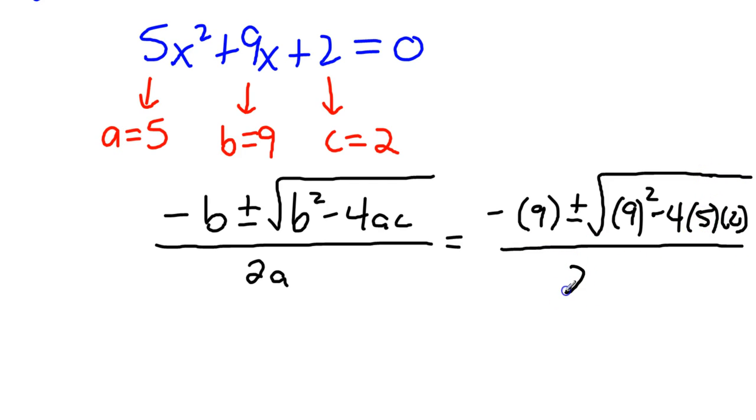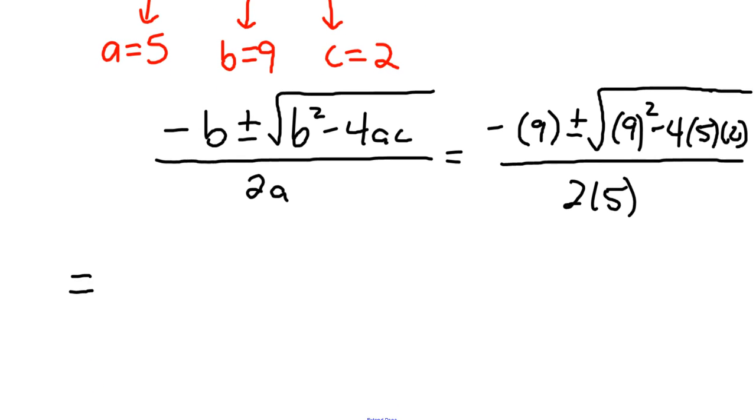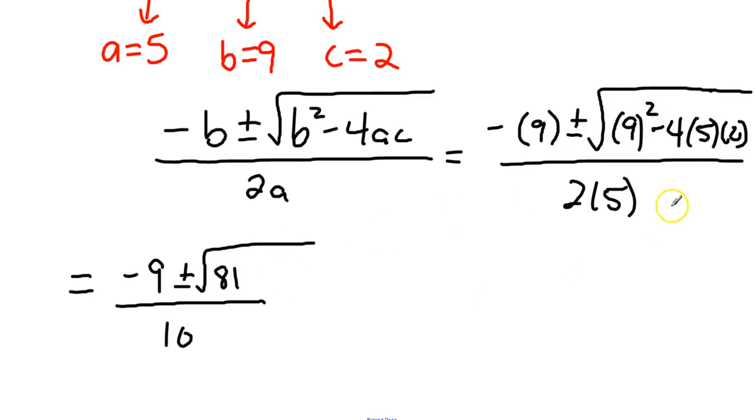And that's over 2 times 5. Okay, and almost all the work is inside the square root because you've got the minus of 9, so that part's just a negative 9. Bottom part, you've got 2 times 5 for 10. And all the work's going to be on the inside, which is what they call the discriminant. 9 squared is 81. 4 times 5 is 20 times 2 is 40. So that's 81 minus 40.